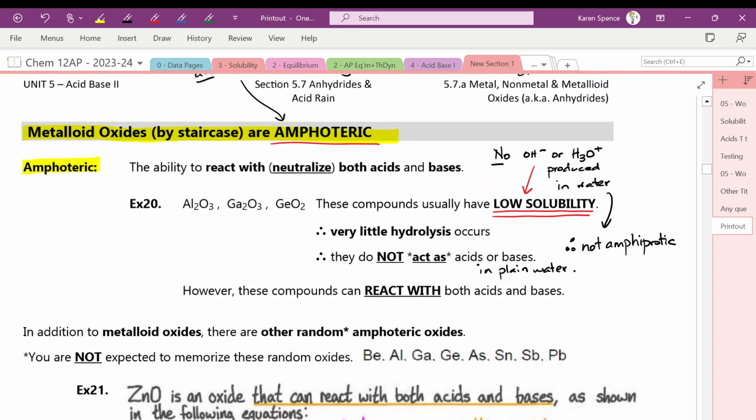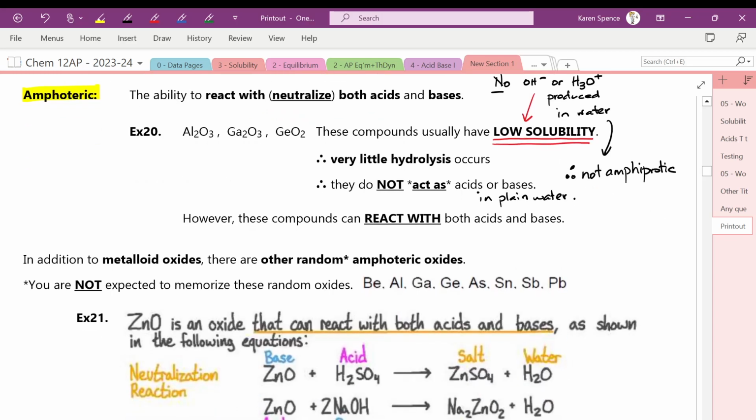So here is an example of zinc oxide, which you'll notice zinc is not a metalloid. It's one of those other metals I was talking about. You do not need to memorize who will be the amphoteric oxides. You'll probably be told something like zinc oxide is an amphoteric oxide. You'll be given that information, and then from that you have to say, oh, what is amphoteric? That's when it can react with an acid and it can react with a base.